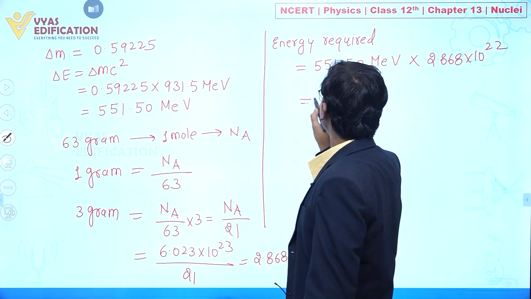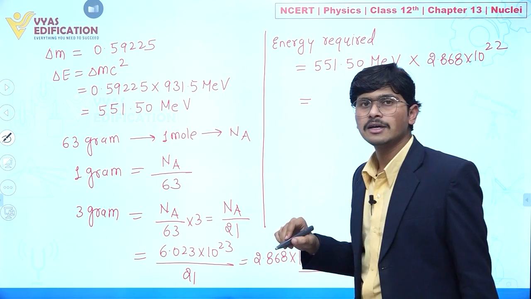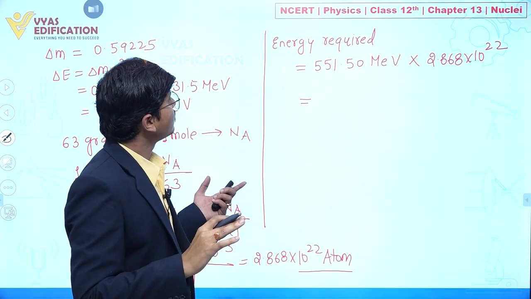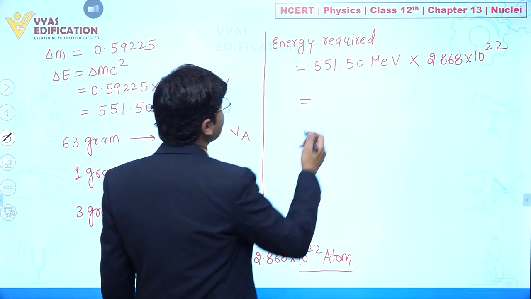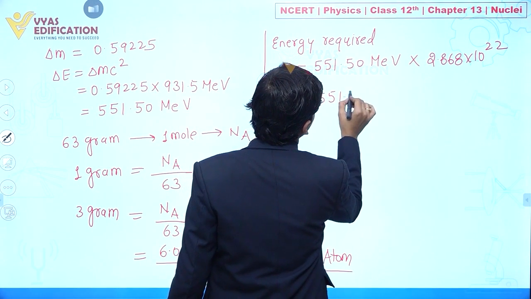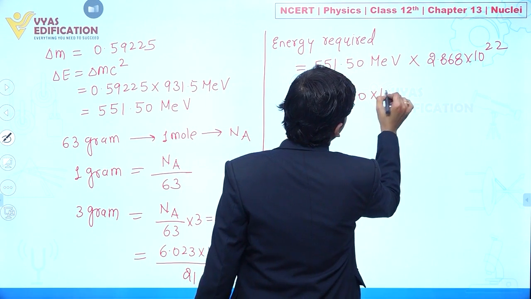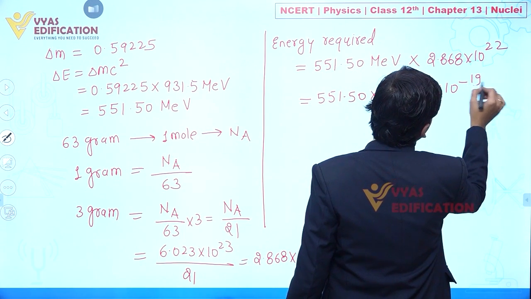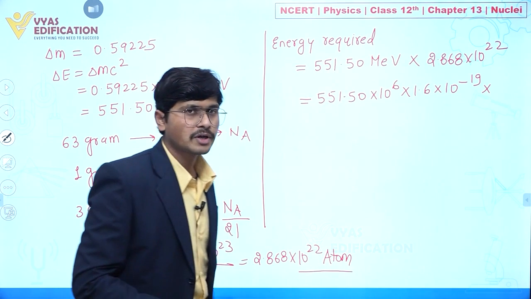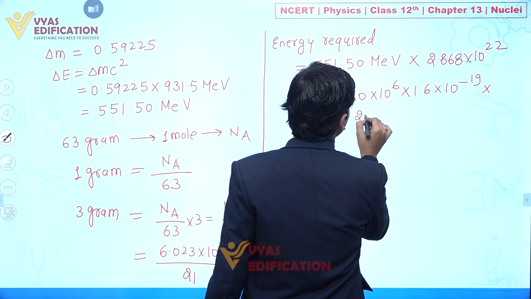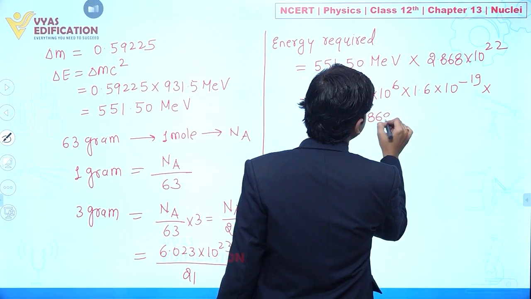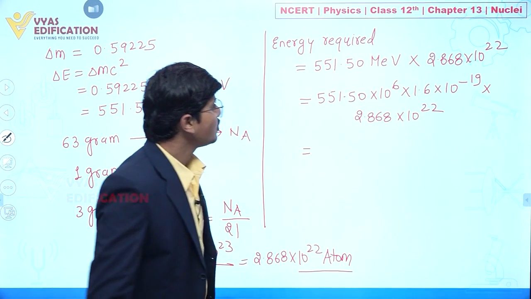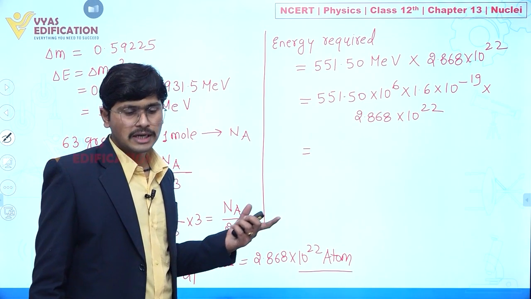Clear? So if you calculate, easily you can get the final value of that. You can write it like this: 551.50 million, means 10 to the power 6, multiplied by 1.6 into 10 to the power minus 19, you can convert this into joule. Clear? And it is multiplied with 2.868 into 10 to the power 22. Clear? So now we can calculate what is the total energy required.